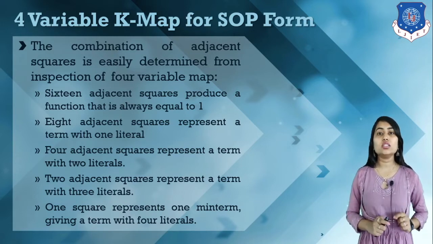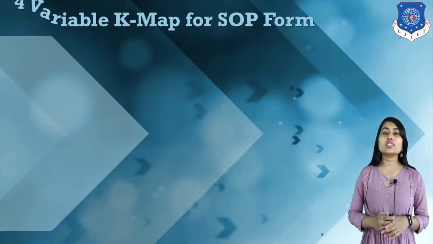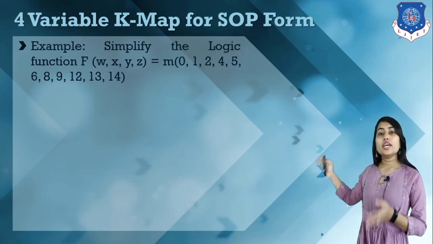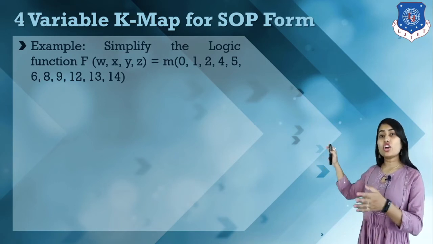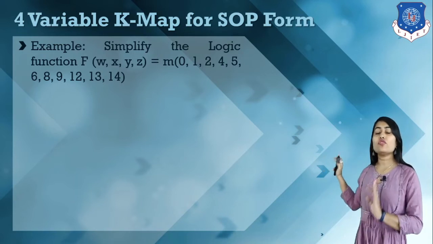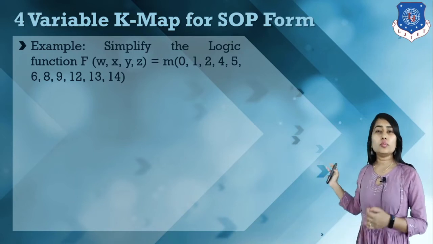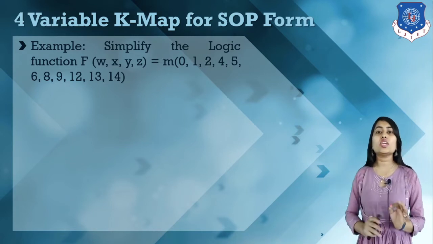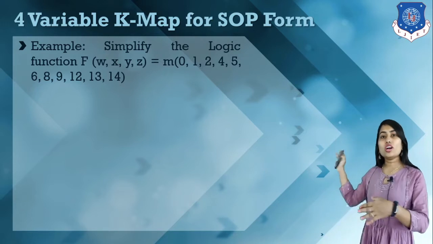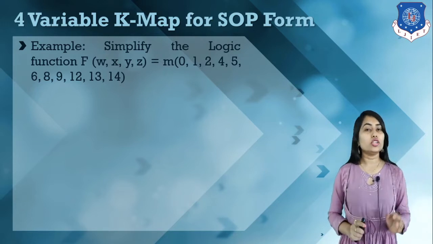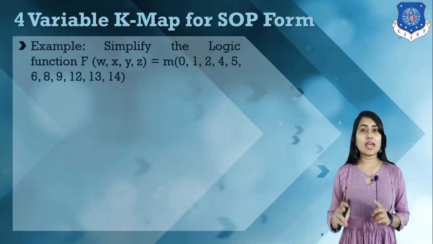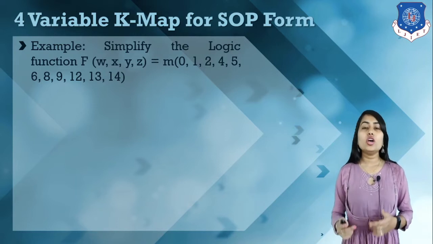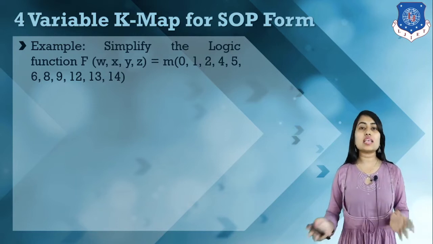Let's discuss one example. Simplify the logical function f equals summation of w, x, y, z, with these terms. Here we have 4 variables, and these values are given for which conditions we have an output 1. So first make a K map and mention the positions at which we have a 1, then try to make groups, write individual group functions, and then add them.